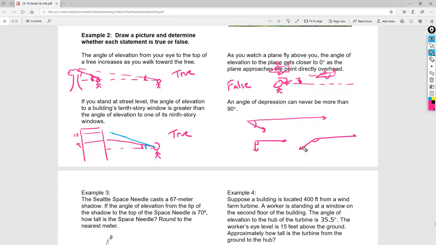Then would that still be considered an angle of depression? And is my angle obtuse? What we would say is, rather than thinking about this as an obtuse angle, I would consider the linear pair, and I would consider this acute angle to be my angle of depression. So this is, we'll say, in fact, true. An angle of depression would never be more than 90. We would just use the supplement.